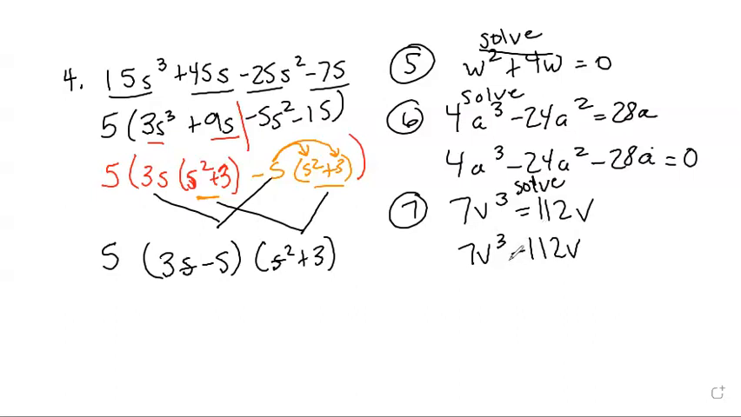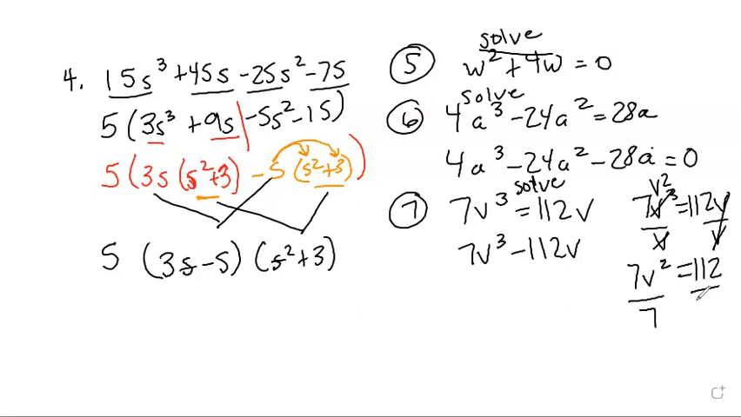This one to me is really easy to just solve. If I have 7v to the third equals 112v, I can divide both sides by v. Those would cancel out. On this side, this v is going to take away one of these v's, so we would have v squared. Then we would divide by 7. So v squared is equal to 112 divided by 7, 16. We'd have to take the square root of 16.